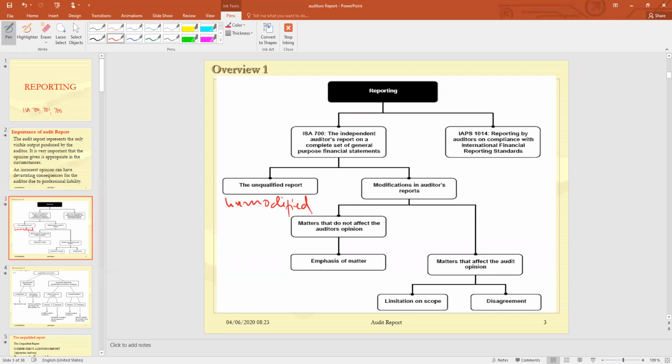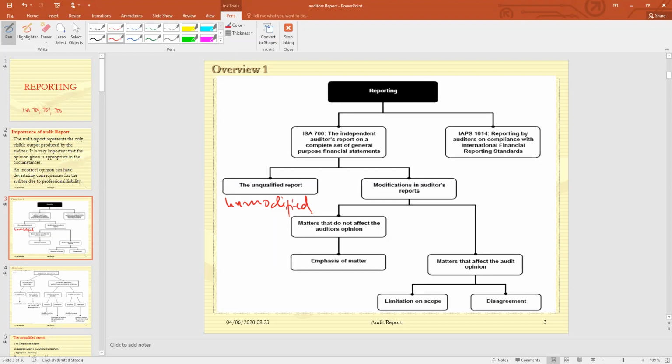Then you can have instances where you may be forced to modify. If you remember, when we were discussing yesterday on when you can disclaim the opinion, there are situations where you can withhold the opinion. It is still part of the modification. I think you remember yesterday we were discussing the written representations. If, for example, the management refused to write to you on their responsibility, then of course you can disclaim the opinion, you can withhold your opinion.